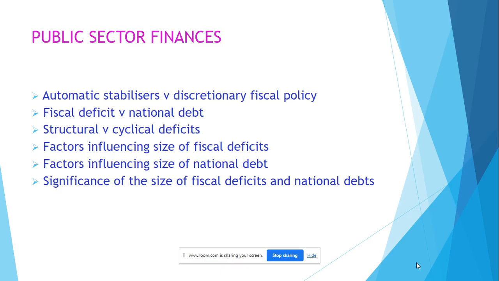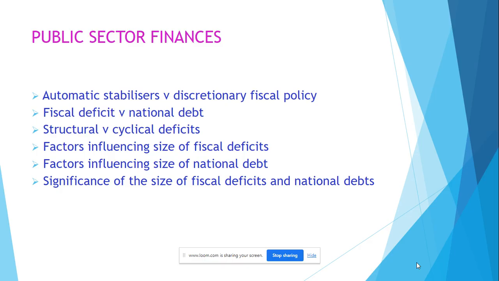A cyclical deficit is where the government has a deficit because of the economic cycle. So, for example, during a recession, they may be collecting in less tax revenue and they'll be spending more to try and support the economy and perhaps use expansionary fiscal policy by increasing government spending.